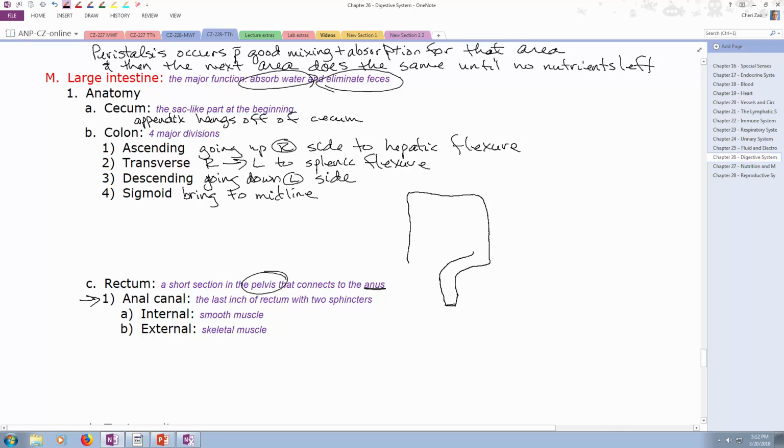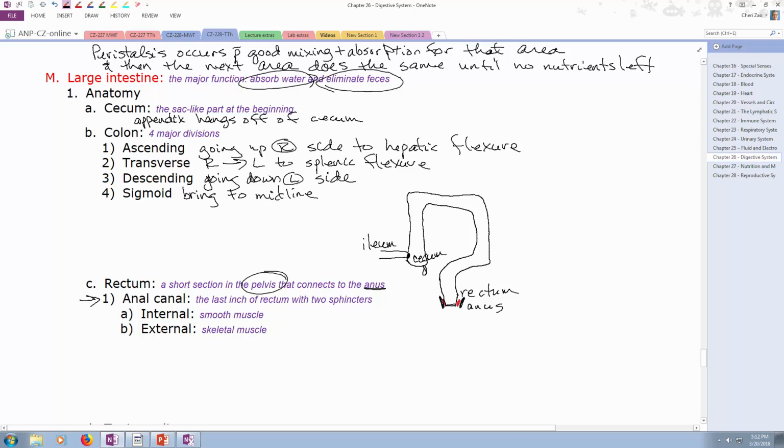Let's draw the picture to associate with this. Appendix hangs off of that, not quite like that. And then the ileum will actually tee in here at the ileocecal sphincter, I-L-E-U-M, C-E-C-U-M, and then rectum and anus. So the sphincters, internal anal sphincter, and then we'll have an external anal sphincter. The internal is smooth muscle, the external is skeletal muscle.